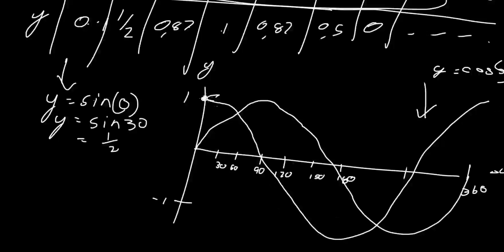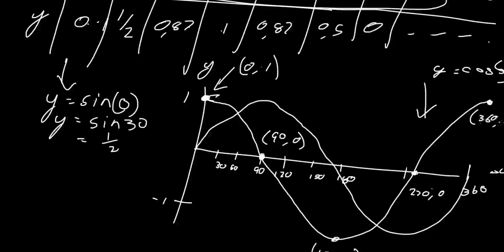So it's going to start here at 0 degrees and 1. It's going to cross at 90 and 0. It's going to reach the point 180 and negative 1. Then it's going to be here at 270 degrees and 0. And then it's going to end here at 360 and 1.